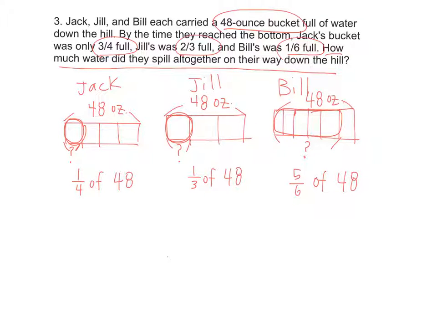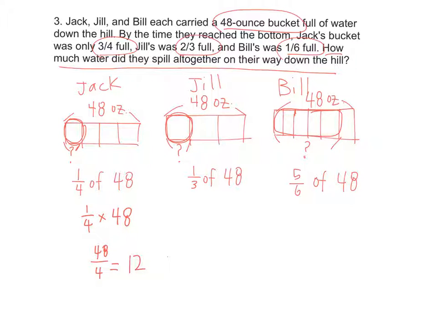So if we know that for Jack we're trying to find he spilled 1/4 of his 48 ounces, how can I write that into a math equation? 1/4 times 48, which is the same as 48 over 4, right? Which is the same as what? What's 48 divided by 4? How much? 12 ounces, okay.